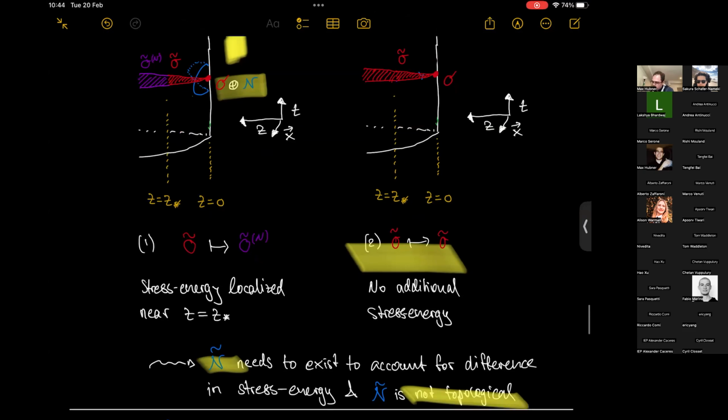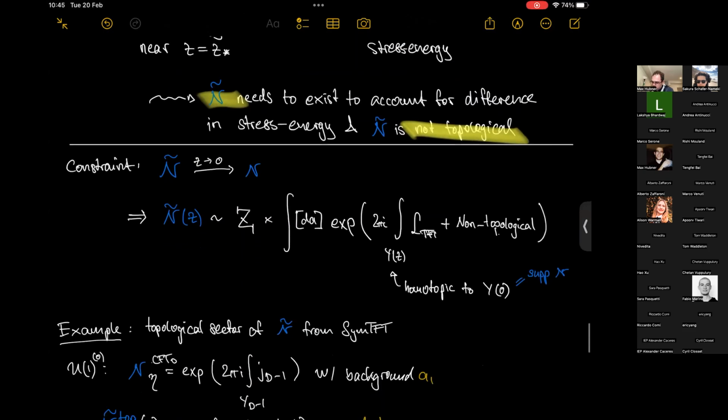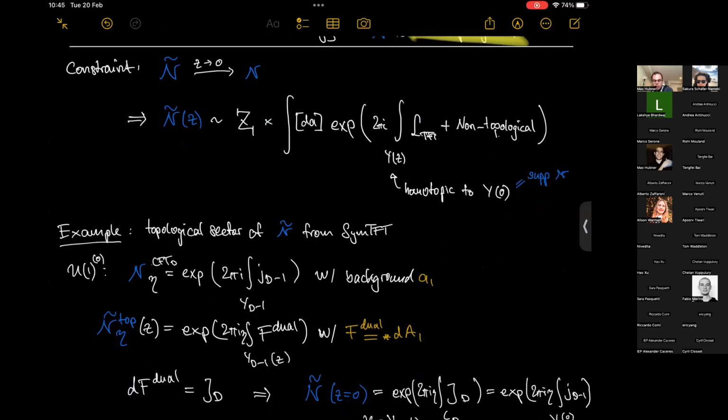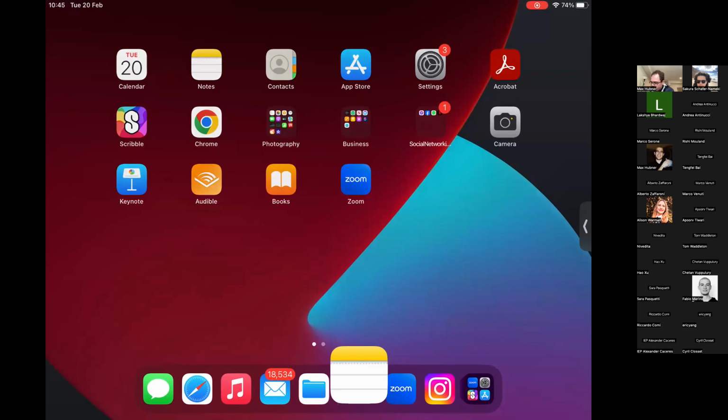Okay, so this proof is an existence proof. And so we don't know a lot about the properties of n tilde, but we can try to parameterize our ignorance. There is, of course, the first constraint that this bulk brane needs to satisfy, which is that in the limit of z goes to 0, it reduces to the topological symmetry operator. Sorry, the program crashed.